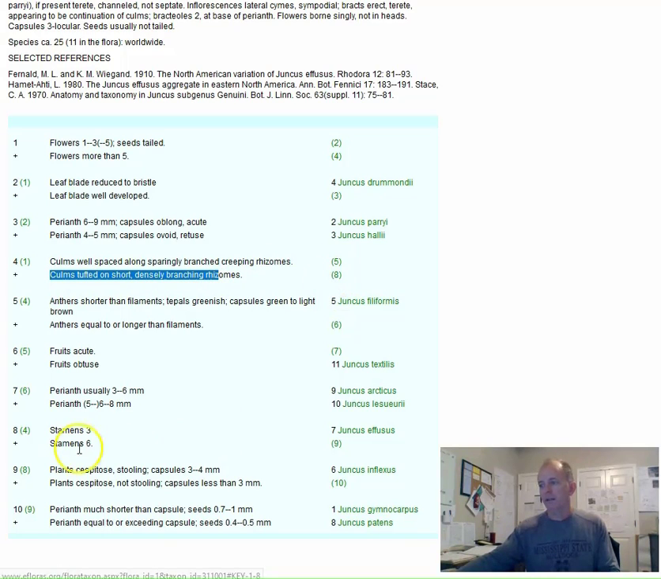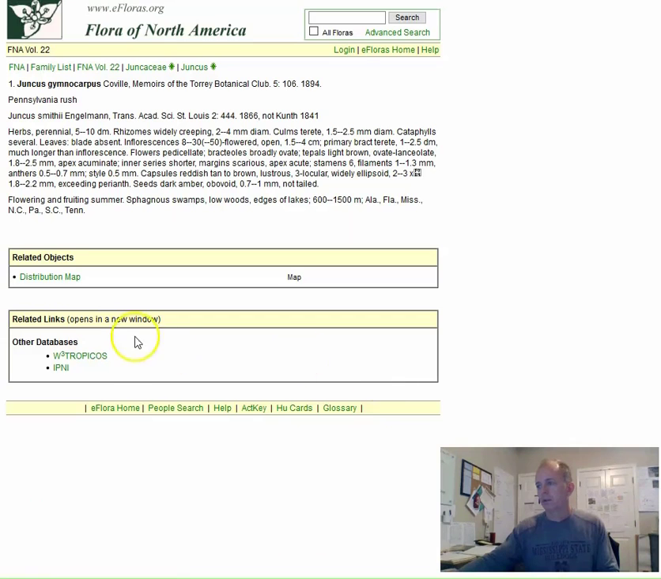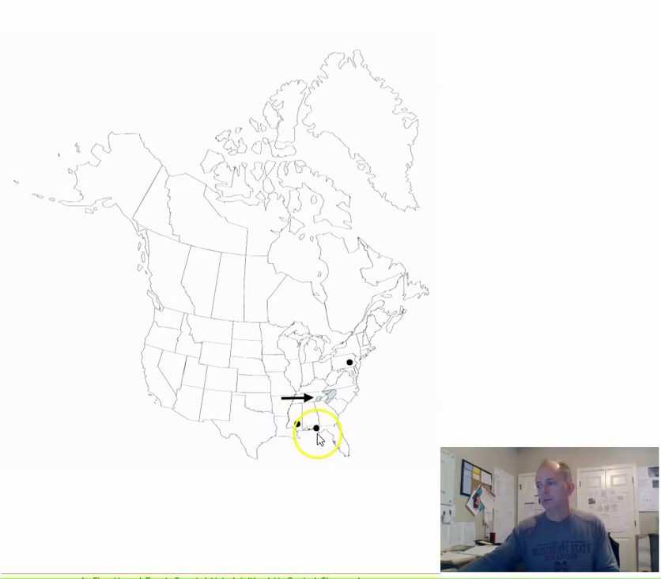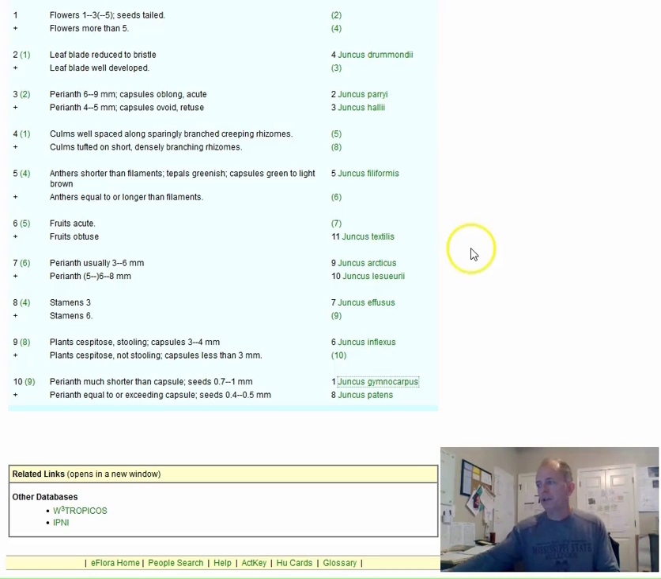We come to number 8, and stamens. Does it have 3 or does it have 6? Wow, shoot, 3 or 6. All right. Well, I'll tell you, it has 3. But if we come down, let's say, oh, okay, well, maybe it's this one, Juncus gymnocarpus, and you look at the distribution map, barely occurs anywhere. So it's not a widespread species.